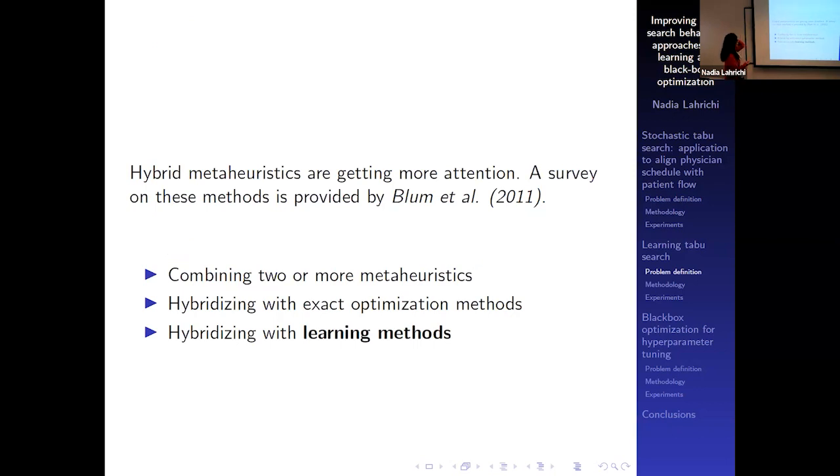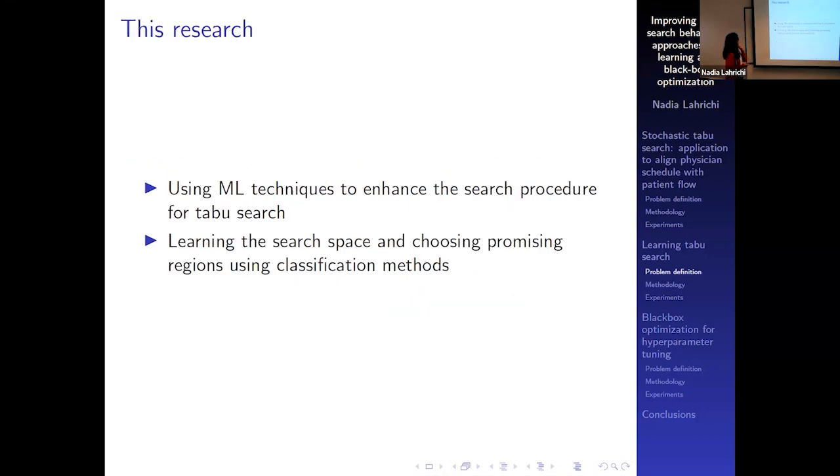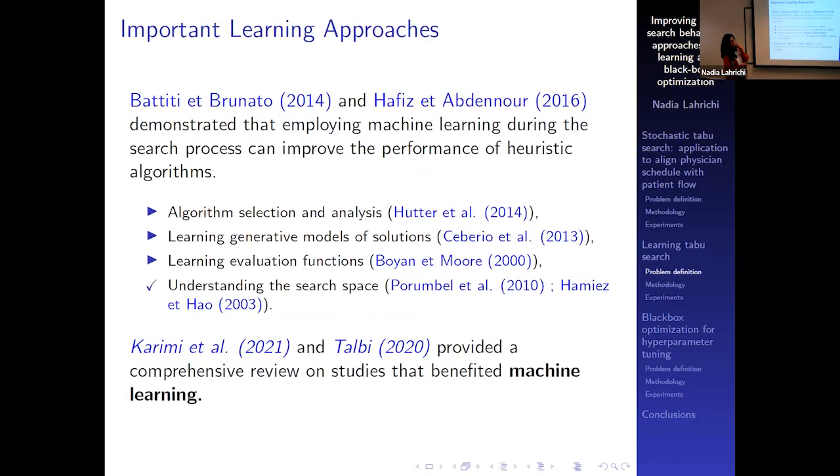So having this meta-heuristic combined with something else to improve the performance obviously was not new. There is a survey from 2011 that shows the families of combinations with meta-heuristics: two or more meta-heuristics, math heuristics, or these newer learning methods. So with the learning methods, what was done? Let me skip one and then I'll go back. What types of learning approaches were used? You have different things that were done.